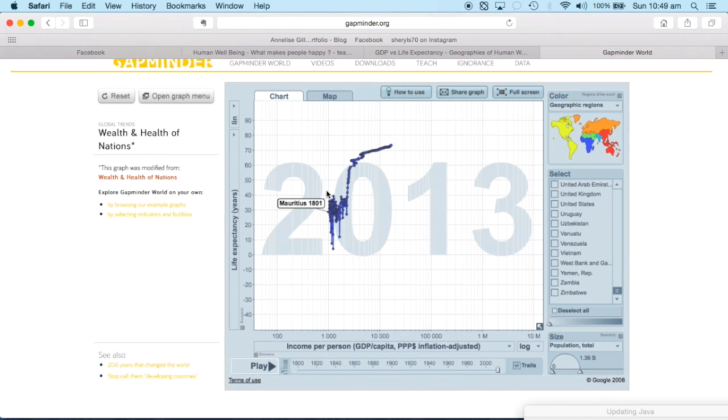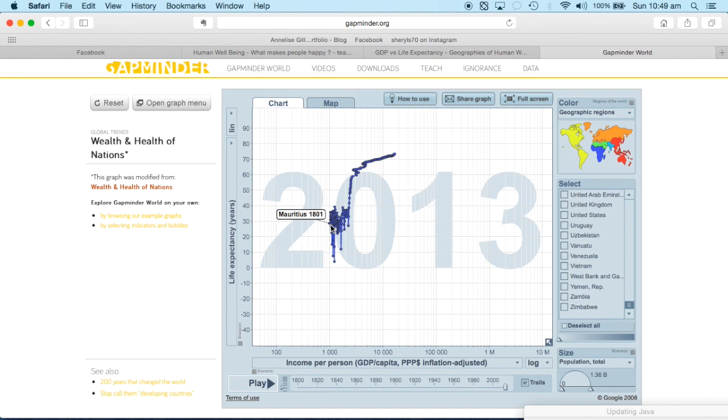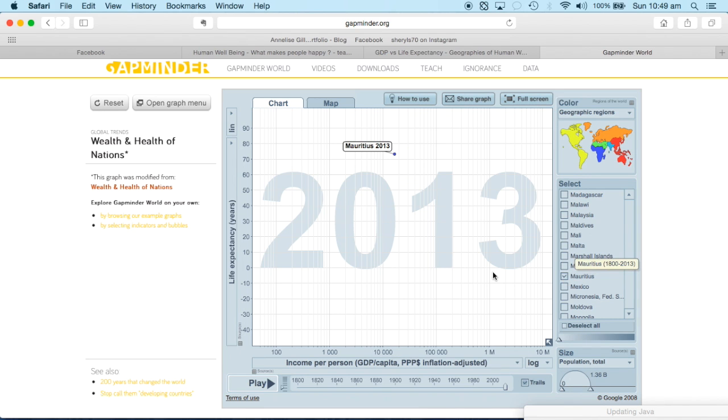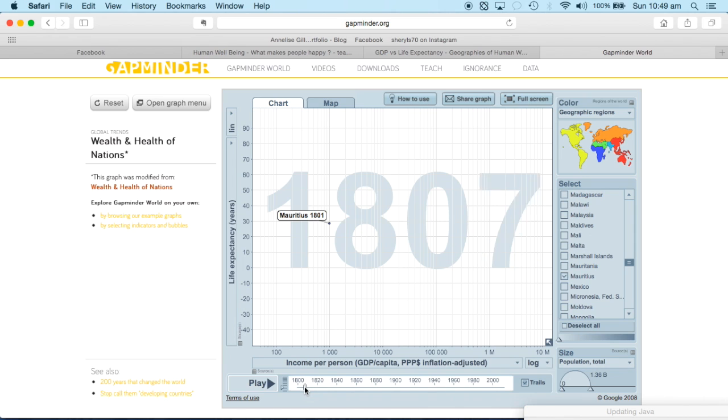between 1801 and, when was it, 1843? Whoops. Now I've just got to find Mauritius again because I've lost the scale. Okay, so let's highlight that one. So let's see if we can pinpoint some actual dates and work out what's going on.